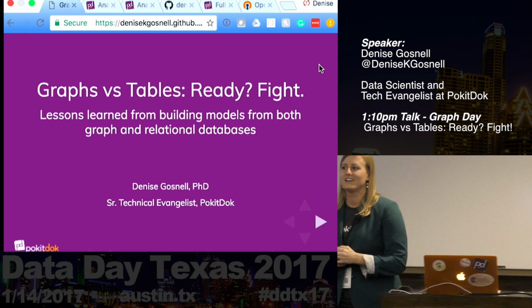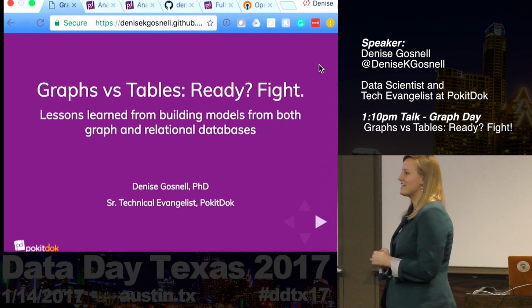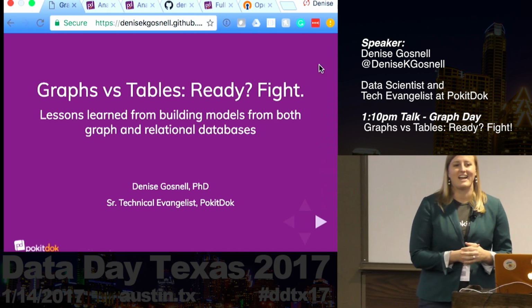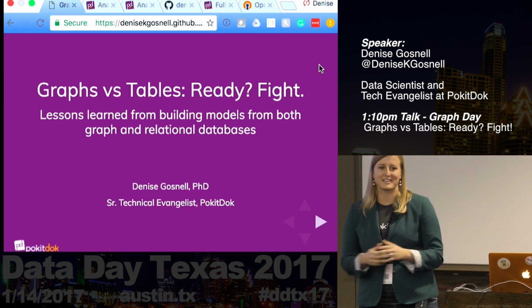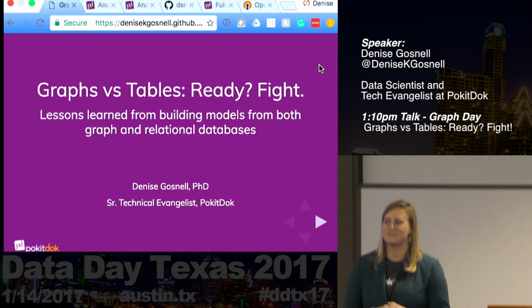I am a former data scientist, now technical evangelist for PokitDok. I absolutely love my new role because I get to basically do data science and attend things like this. So it really is some of the best job I could have.